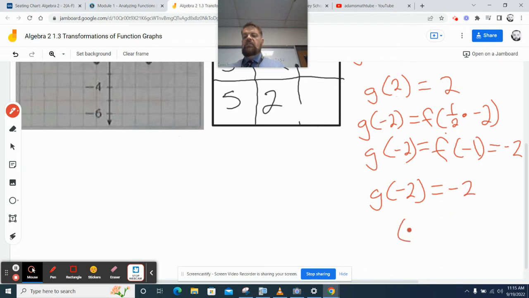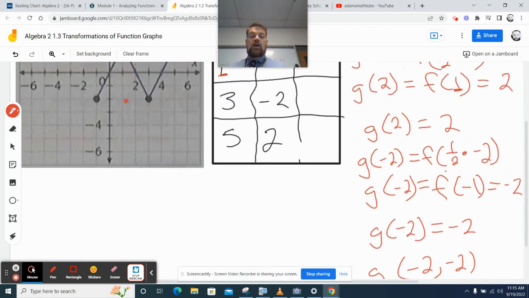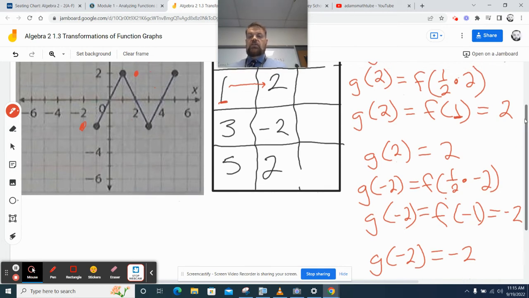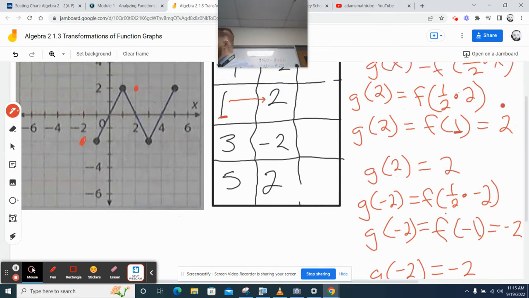In other words, for my function g of x, I have the point negative 2 comma negative 2, if you think in terms of x comma y. So I plot the point negative 2 comma negative 2. So this point is on the grid. Okay. So if I look at the point on the grid, that's what I get. If I crank through and I do the rest of the math, I'm going to get it.